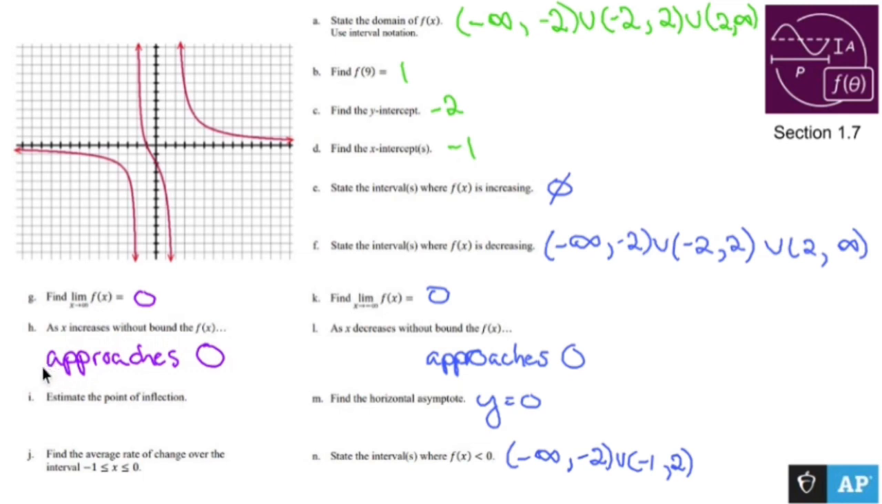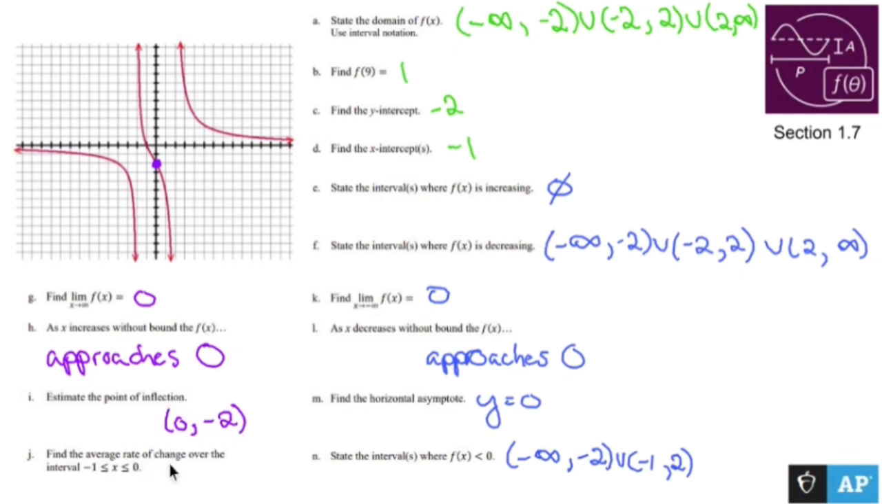Estimate the points of inflection, which means where we have a change in concavity. Well, the only place I see a change in concavity is going to be like right around here, maybe? Maybe right around there? So we'll estimate 0, negative 2. You are going to remain concave down because you are never going to flip back, and you're going to remain concave up because you're never going to show back up again. So that's the only inflection point.